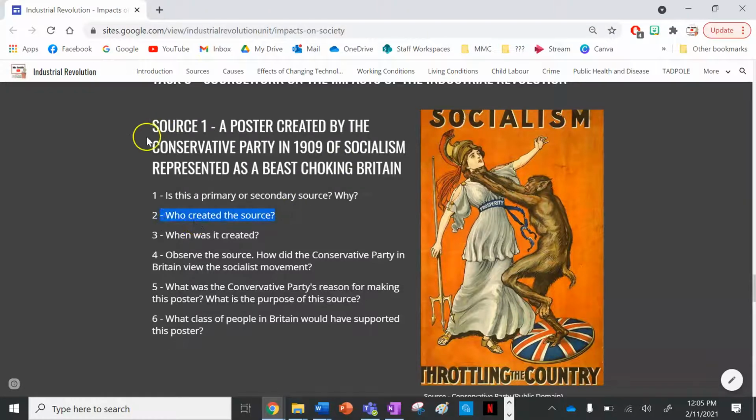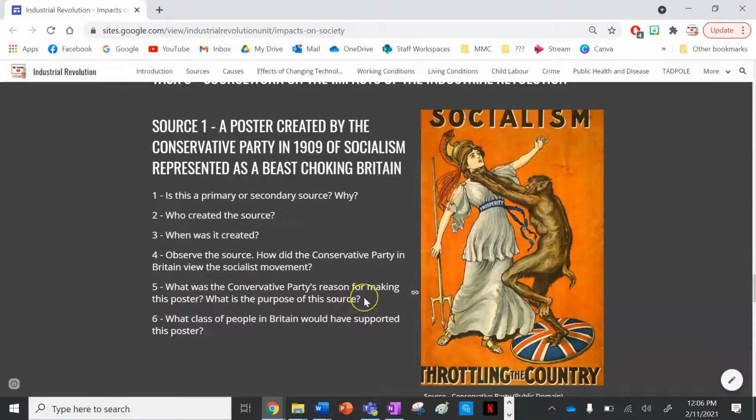Who created the source? We've got the Conservative Party. When was it created? We've got 1909. Number 4, observe the source. How did the Conservative Party in Britain view the socialist movement? Well, they didn't like it. They also wanted to communicate that it was threatening and dangerous to the way of life that existed for a good 100, 200 years. Number 5, what was the Conservative Party's reason for making this poster?